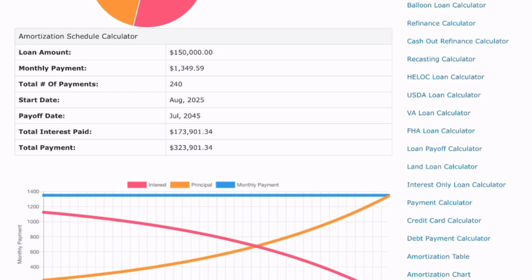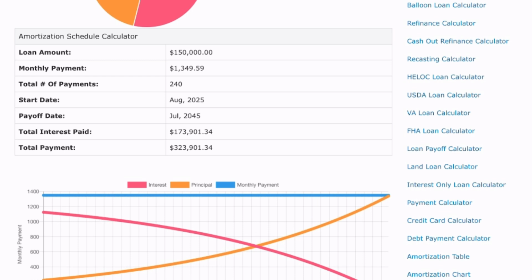This website gives me some basic information back. You can see my original loan amount is $150,000. My monthly payment is $1,349.59. Now, if you pay that amount over all 240 payments, then you will pay your loan off under the terms listed. So 240 payments of $1,349.59 is going to pay your loan off in 20 years as agreed.